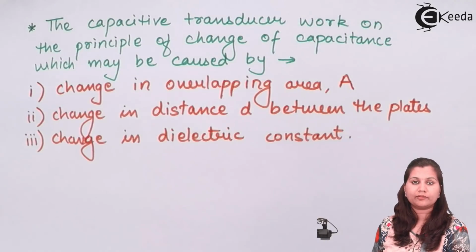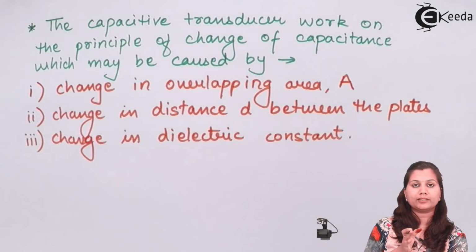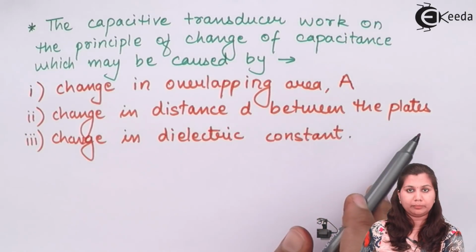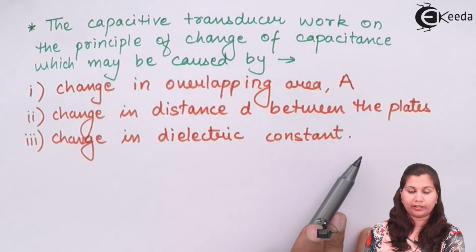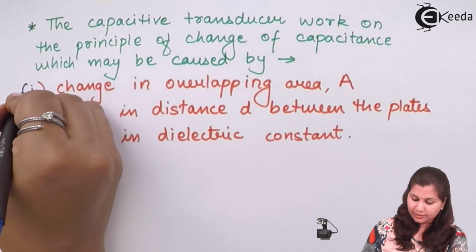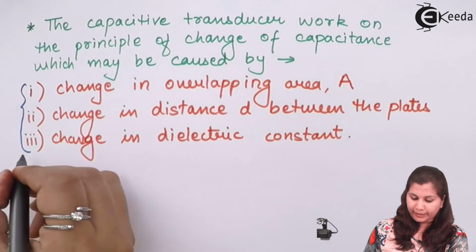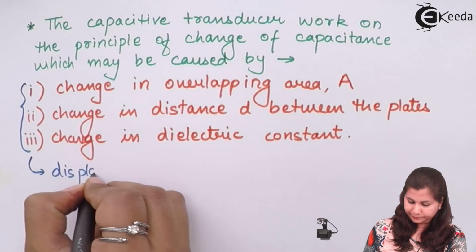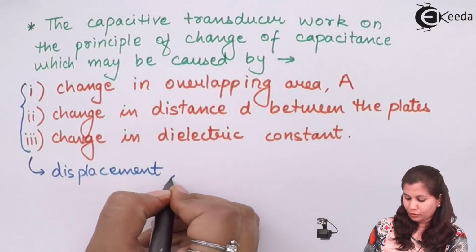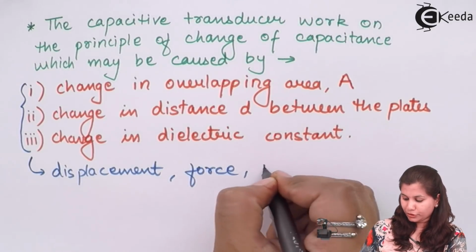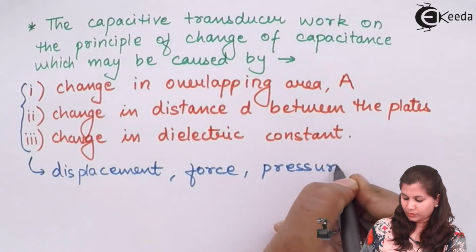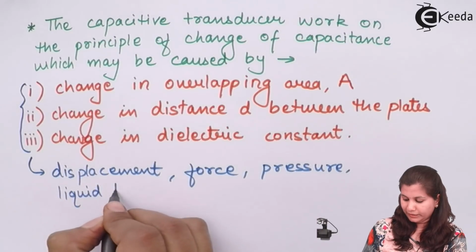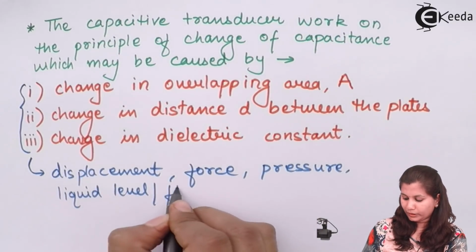So the three variables which can be changed to cause the change in capacitance are the change in overlapping area, the change in distance d between the plates, and the change in the dielectric constant. Now the changes in these three parameters can be caused by physical variables like displacement, force, pressure, or any liquid. Liquid level can also be there, and liquid flow can also be there.